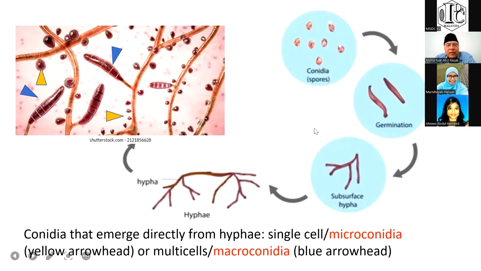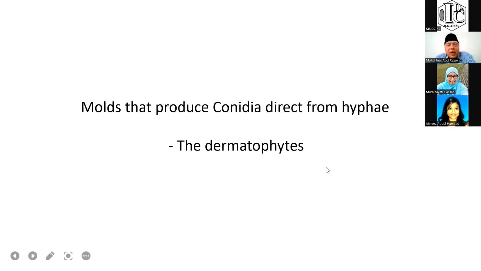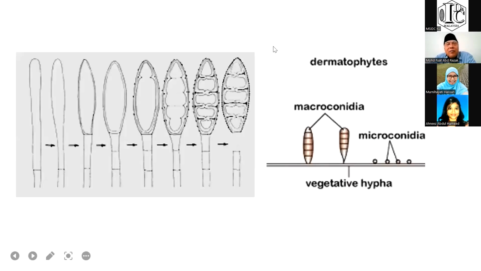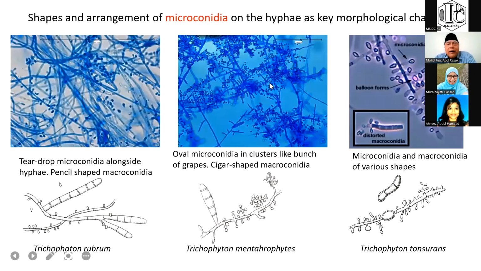I would like to discuss dermatophytes. There are many fungi that produce micro and macroconidia directly from hyphae, but dermatophytes are probably very important fungi that behave like this. I mean, they produce micro and macroconidia.